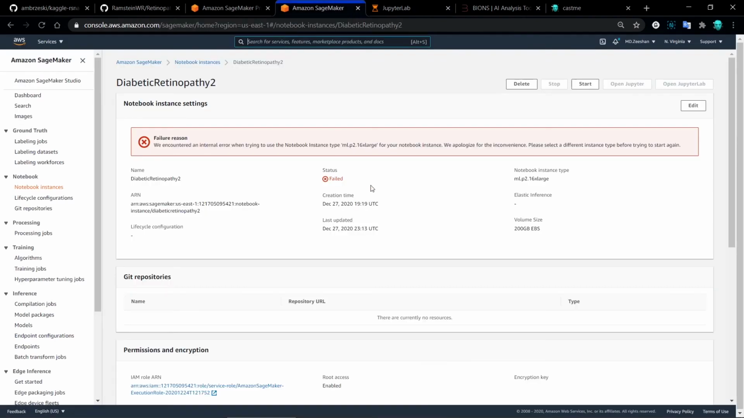What happened here is that we are not able to upgrade this notebook instance type to P2.16x large.